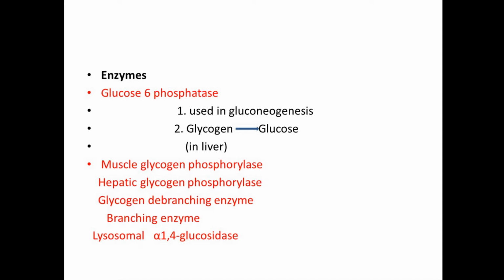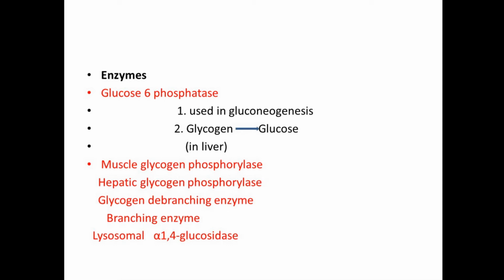The next one is muscle glycogen phosphorylase. This enzyme is used for the breakdown of glycogen, and it mainly breaks the alpha 1,4 glycosidic bond. And then there is hepatic glycogen phosphorylase. It has the same action as the muscle glycogen phosphorylase, but it is more specific to hepatocytes.